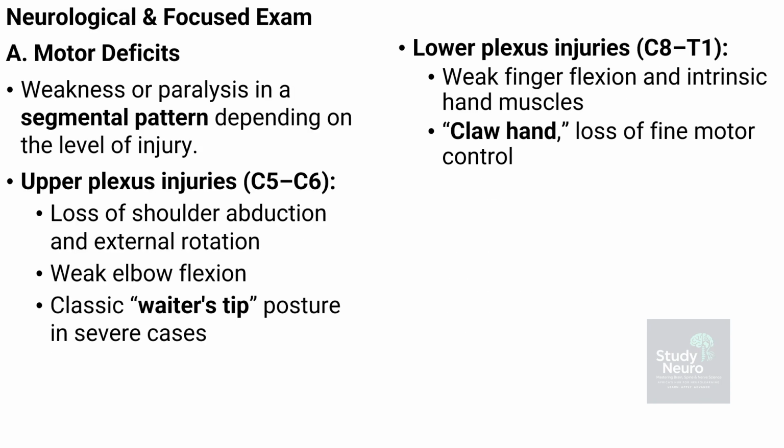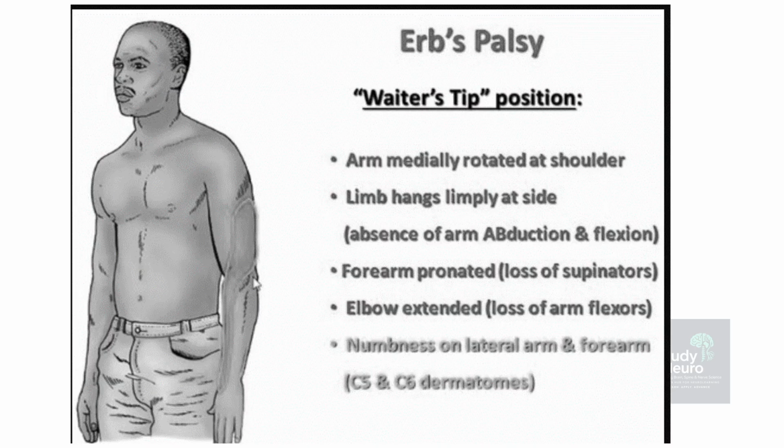A focused neurological exam is essential to understand the extent of a brachial plexus injury. Motor deficits usually follow a pattern based on the level of injury. Upper plexus injuries, affecting C5 and C6, often result in weakness of shoulder movements like abduction and external rotation, as well as reduced elbow flexion. In severe cases, this produces the classic waiter's tip posture.